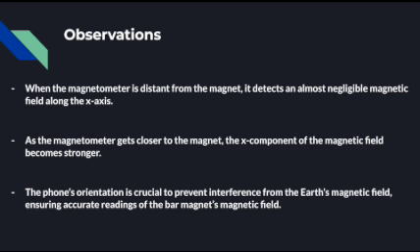So the observation was that when the magnetometer is distant from the magnet, it detects an almost negligible magnetic field along the x-axis. As the magnetometer gets closer to the magnet, the x component of the magnetic field becomes stronger, and the phone's orientation is crucial to prevent interference from the Earth's magnetic field, ensuring accurate readings of the bar magnet's magnetic field.